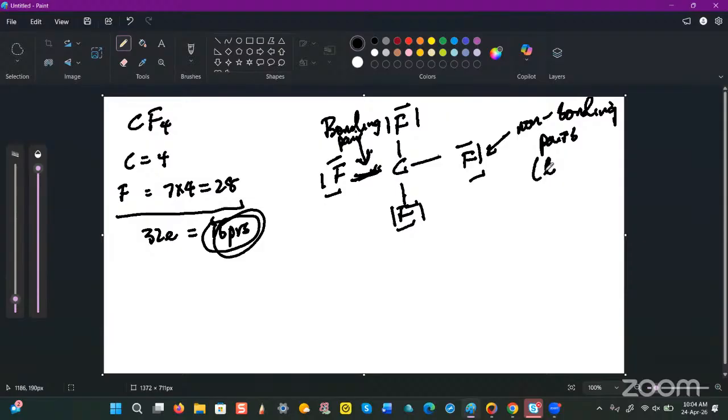All right. So that's basically it as far as the Lewis structure for carbon tetrafluoride is concerned. And those are the steps that you'd have to go through in order to determine the Lewis structure of pretty much any molecule or any ion. All right. Any questions about this example? Any questions out there in Zoom?